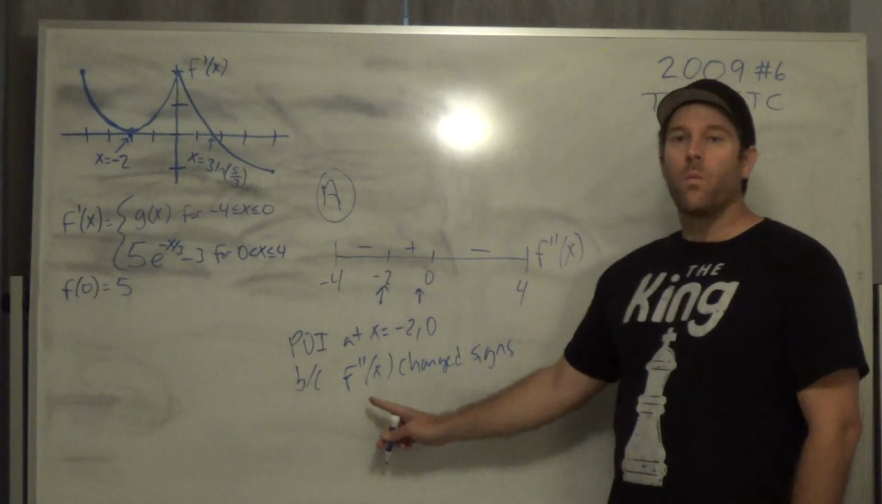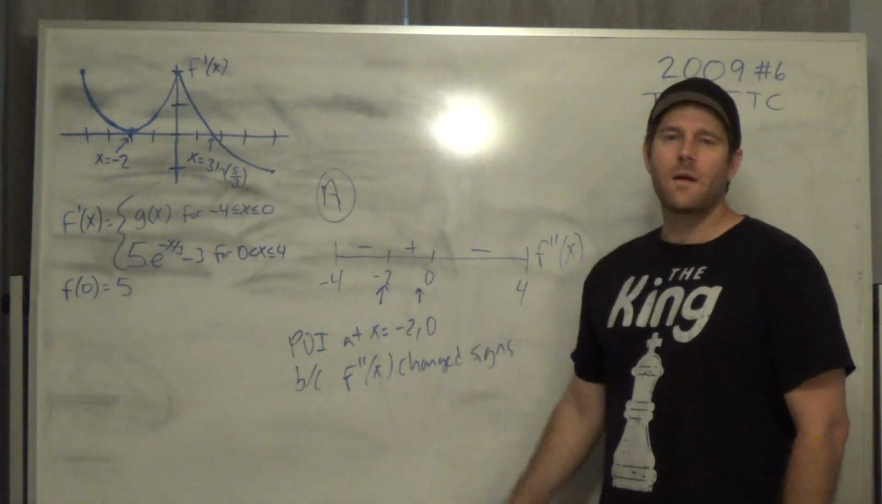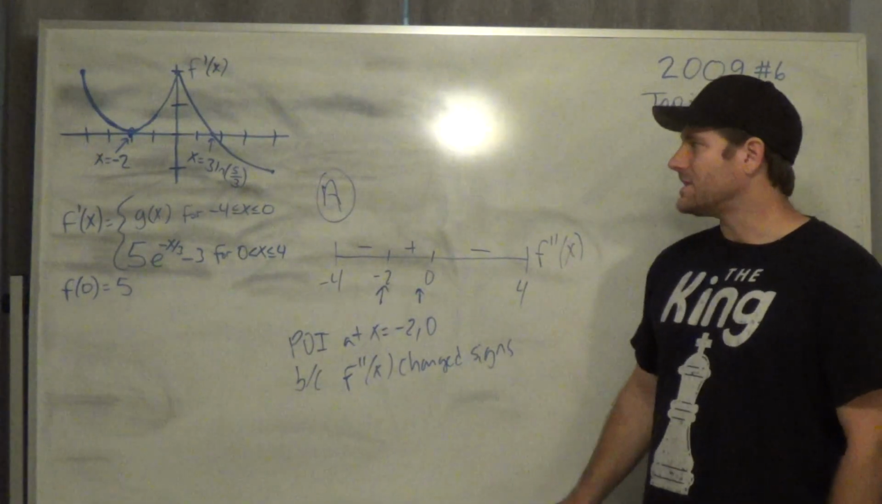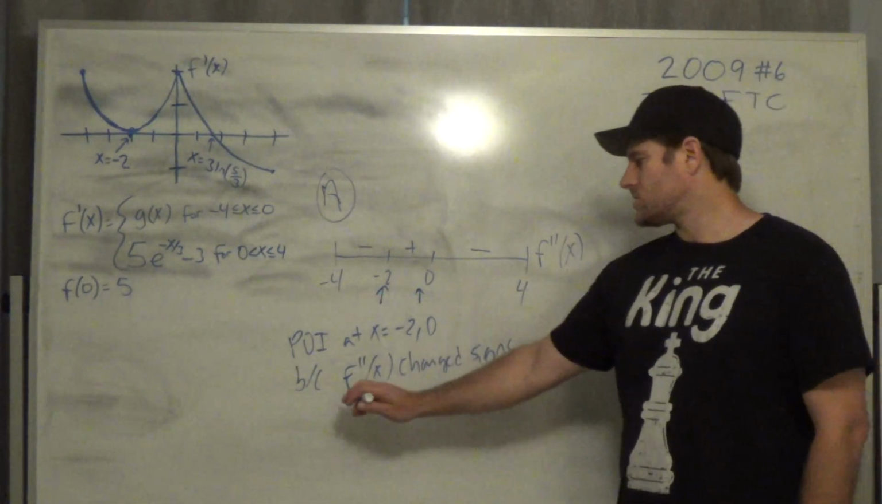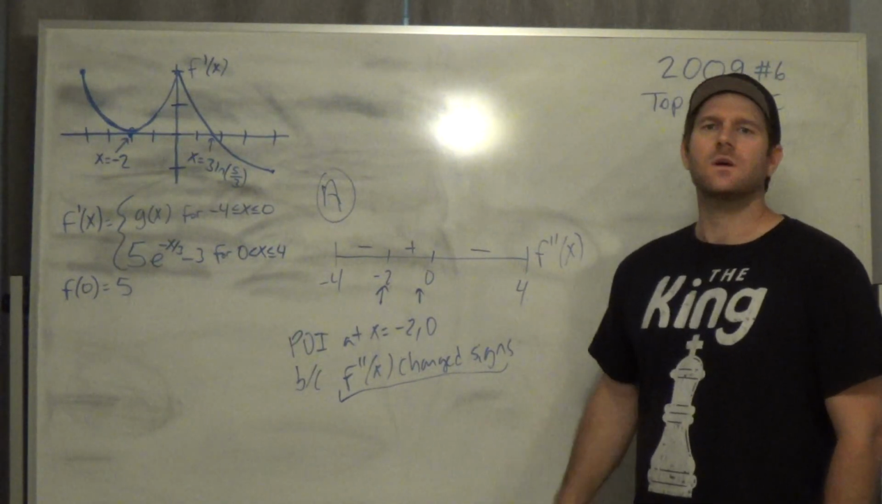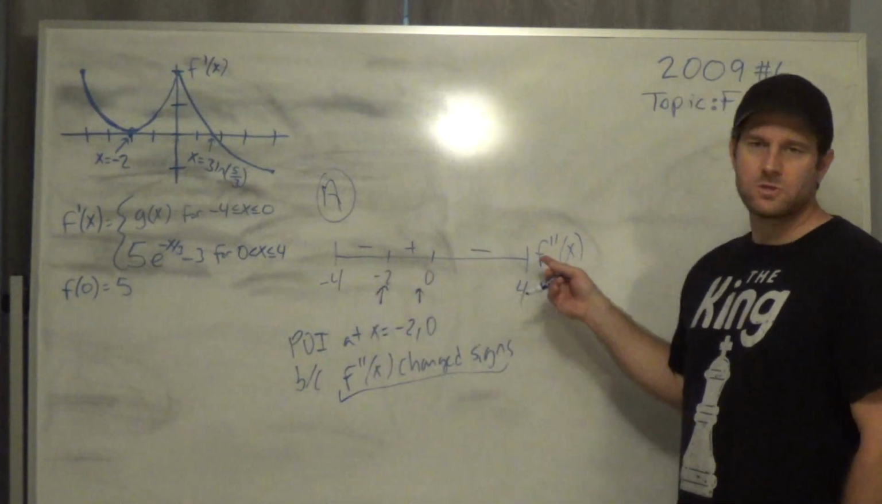But this does not work if you did not label this. If you did not label this, and you said f double prime x changed signs, you wouldn't get points for the justification. The reason is, this is just the definition of concavity. You could always say, point of inflection, f double prime x changes signs. Doesn't mean you actually understand why it changes signs. So this shows you understand what's going on.